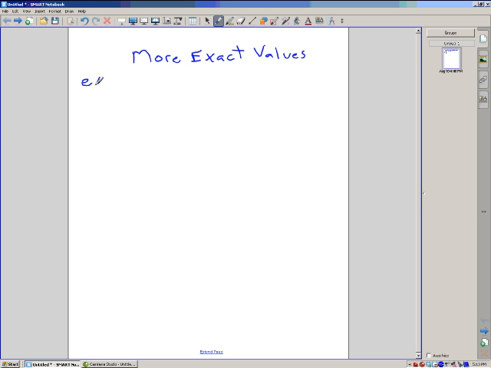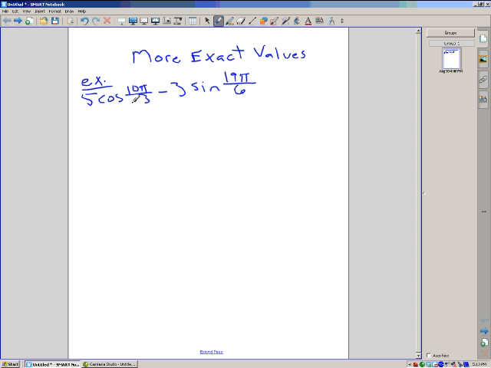So the first example I want to look at for you is 5 times the cosine of 10 pi over 3 minus 3 times the sine of 19 pi over 6. So you can see how this is different from yesterday. I have a coefficient in front of this cosine. I've got a coefficient in front of this sine, and I have to end up subtracting these two things.